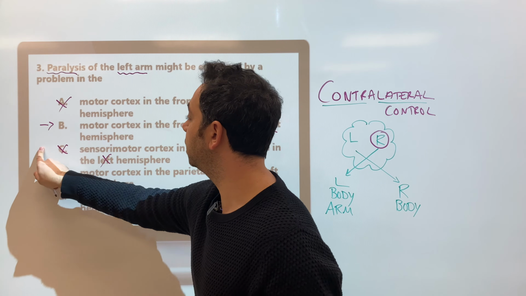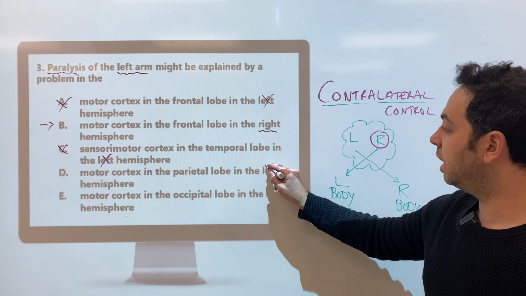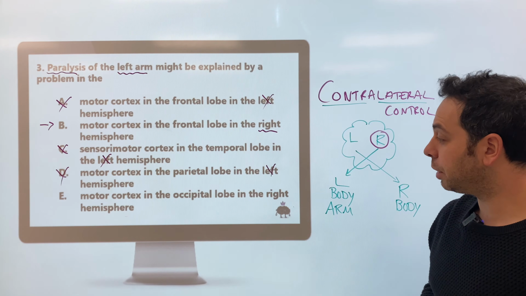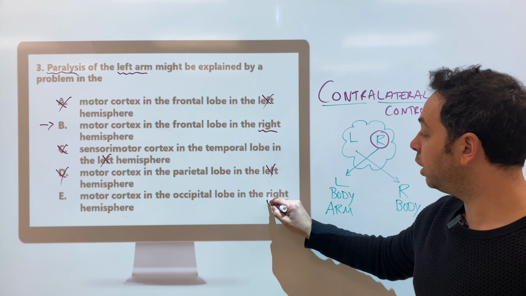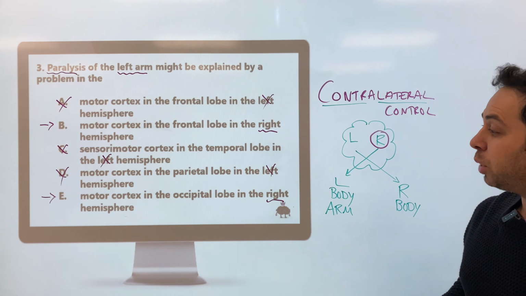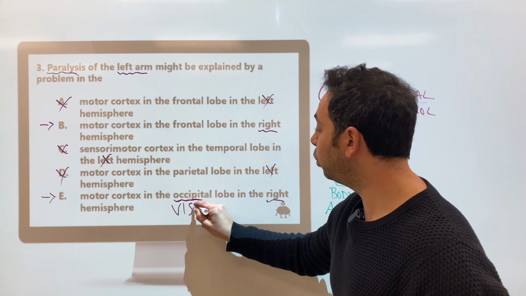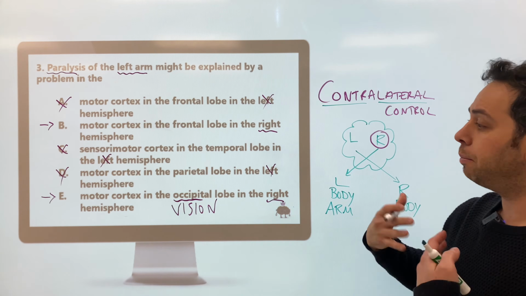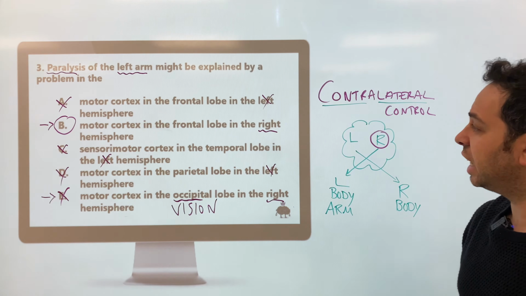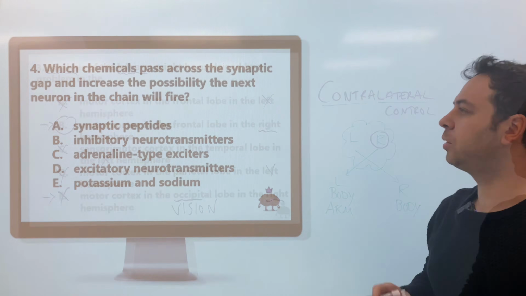Just like that. Letter D, motor cortex in the parietal lobe in the left hemisphere. Once again, it can't be left arm, left hemisphere. And letter E, motor cortex in the occipital lobe in the right hemisphere. So we have right, we'll keep that one. So the answer, is it B or E? Well, we just talked about in a previous question, what does the occipital lobe do? If you're thinking vision, you're correct, which tells you that this has nothing to do with movement. So that is not our answer. Our answer is B. Our motor cortex is located in the frontal lobe in our brain. Our answer is B.